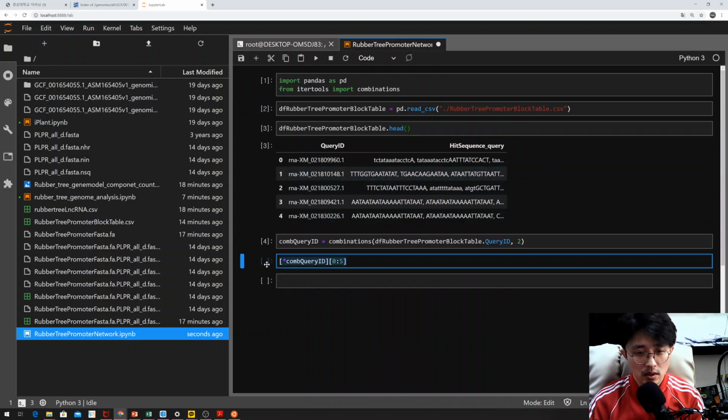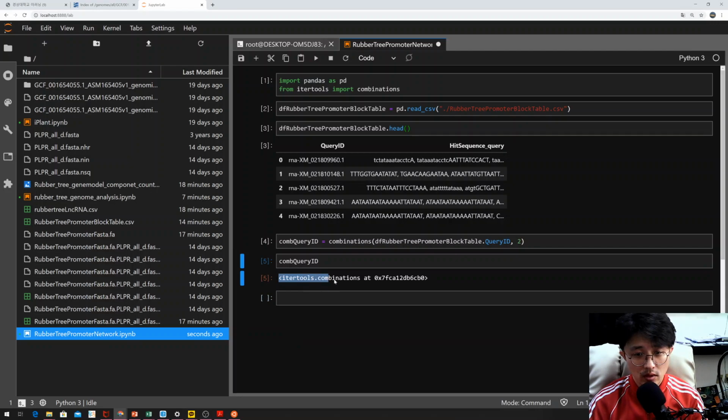Okay, so this looks like generator comp query ID. So this is saying iter combination something, and this is a generator. The generator means that it does not actually run the command. It has planned to run a certain command, so it does not consume any memory. But if I put this command here, then it will run every combination.